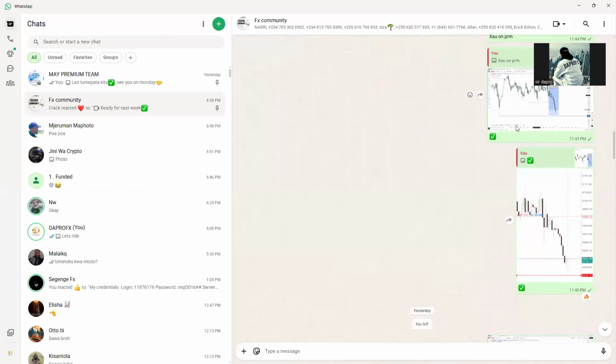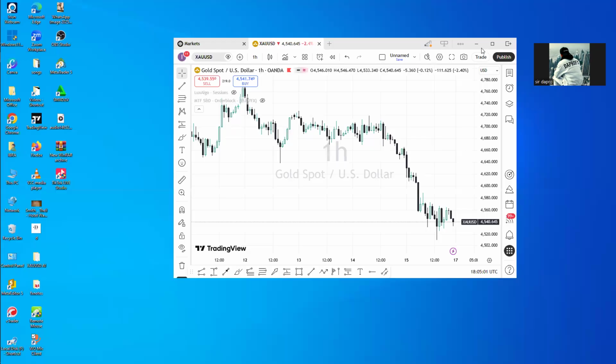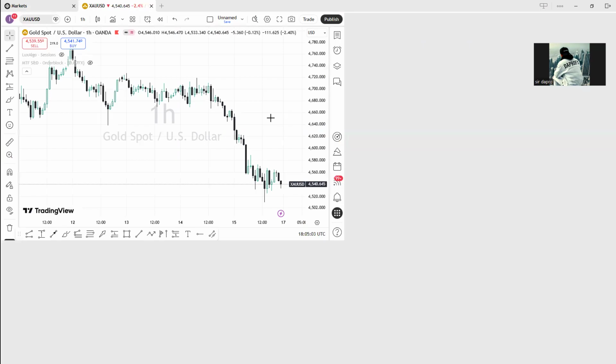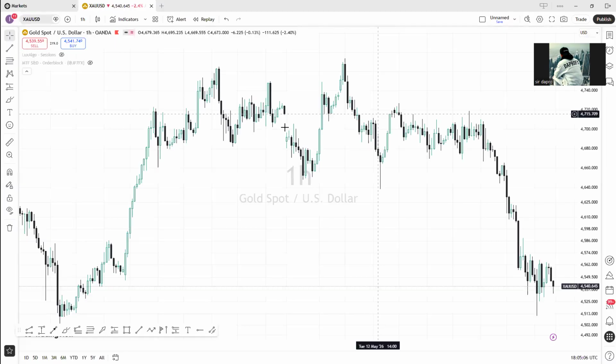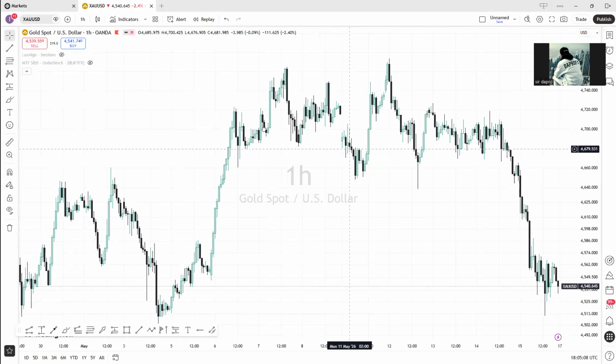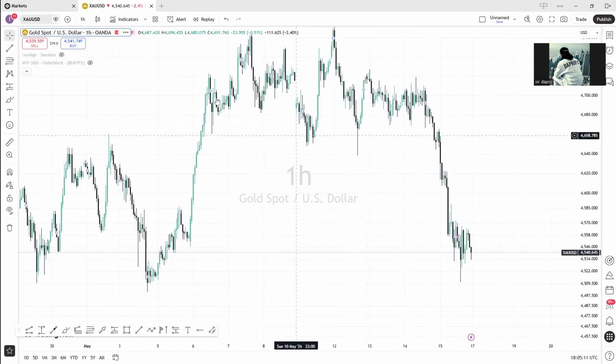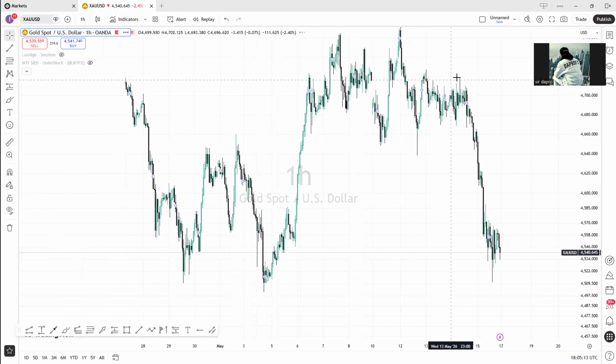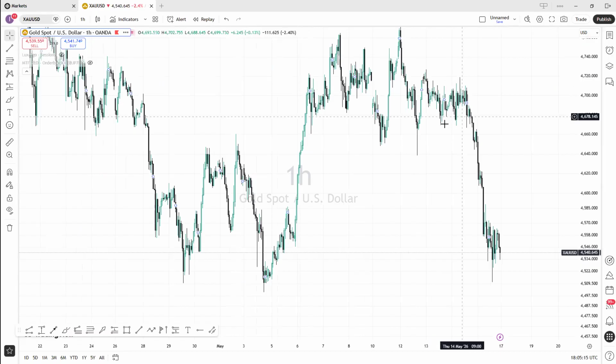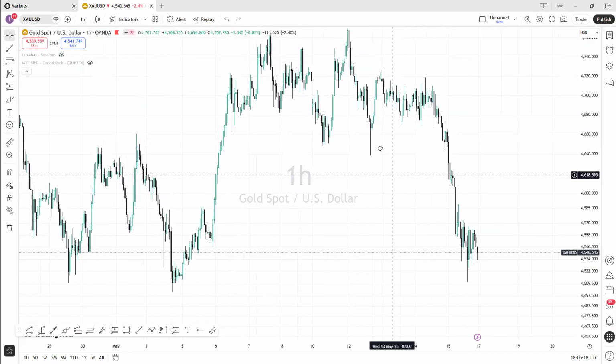It was a very clear position with Goldie, and until now, let's see on the chart here. Until now, Goldie is bearish. Until now, we have this market structure on Goldie. So what next? What do we do next week?